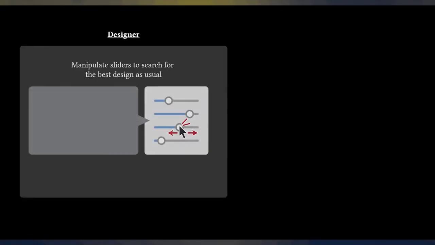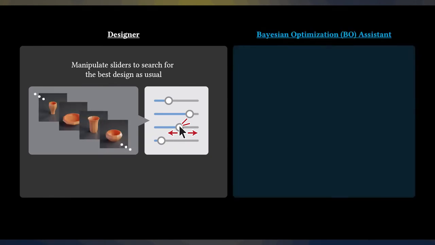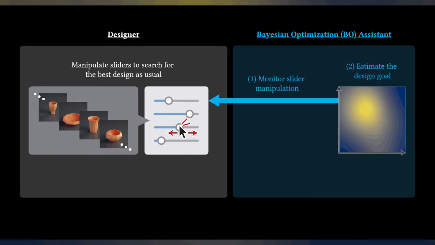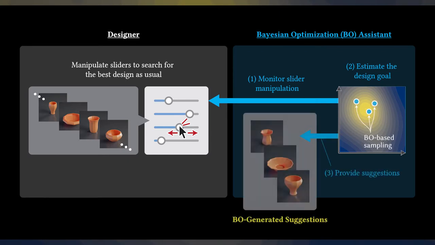In this framework, the designer can freely explore the design space by using sliders, and search for the best design as usual. The BO Assistant always monitors the slider manipulation, and automatically estimates the current design goal on the fly. The system performs sampling based on BO techniques, and provides reasonable suggestions asynchronously.